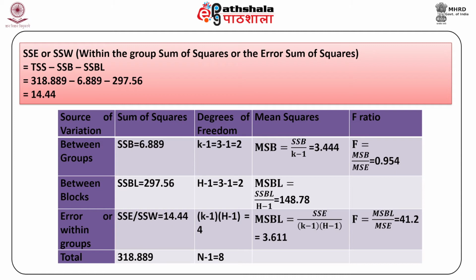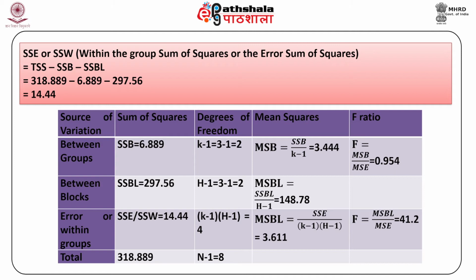Now in the next column, we have the mean squares, which are obtained from dividing the sum of the squares by the degrees of freedom, and you have the corresponding values. Let me now concentrate on the last column, which is the F ratio. The first F ratio is equal to MSB upon MSE, and what we obtain is 0.9, because we have substituted the value of MSB equal to 3.444 and of MSE equal to 3.611.